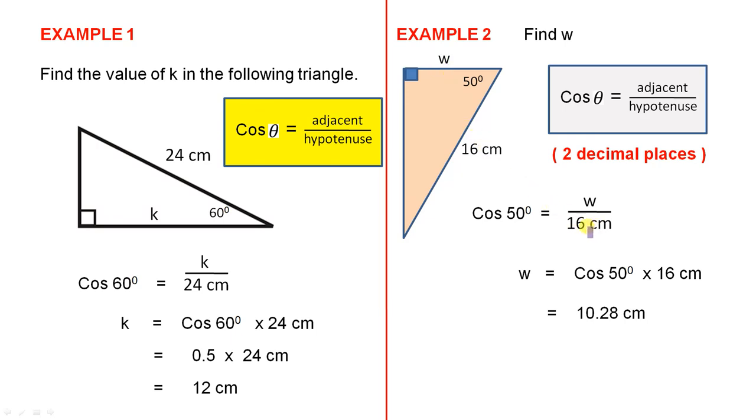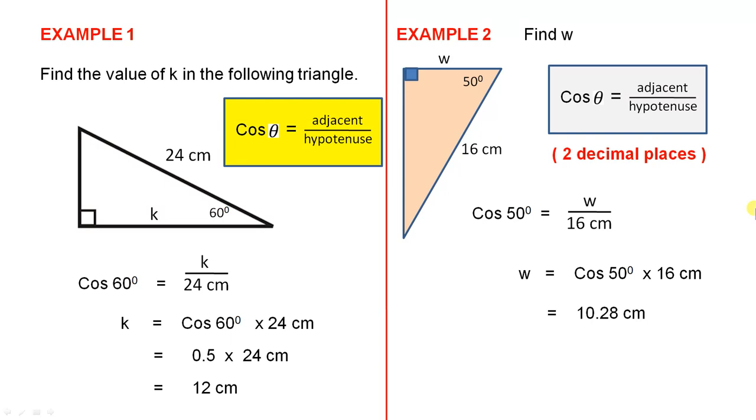Multiply both sides by 16 centimetres. So W gives us cos 50 degrees times 16 centimetres. If we use the calculator, the answer that we come up with is 10.28 centimetres to two decimal places. That's what the direction was up here. And when you see the answer on the screen of the calculator, you'll have a lot of numbers after the decimal place. But you must only have two numbers at the end because I said two decimal places.